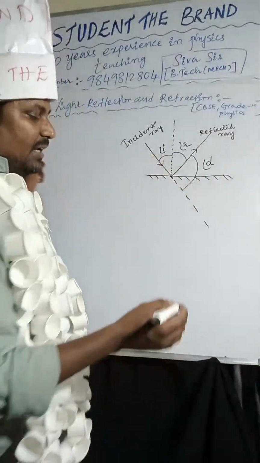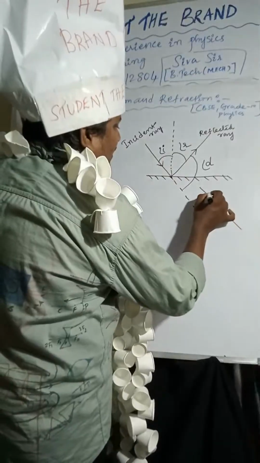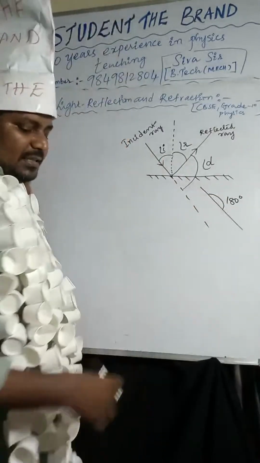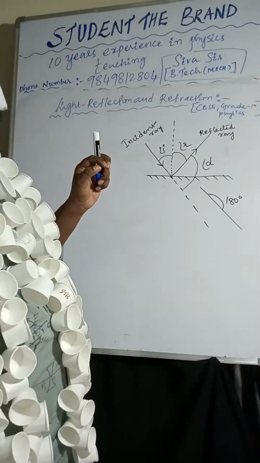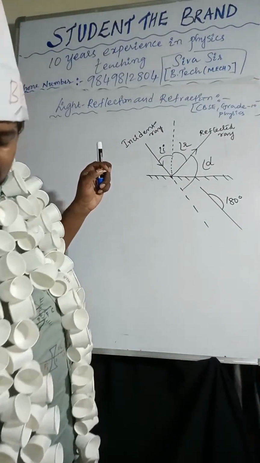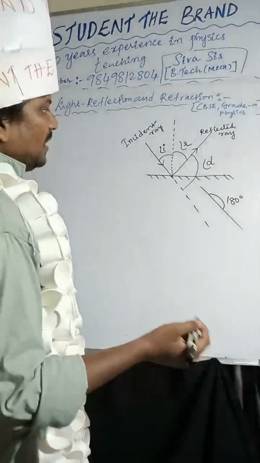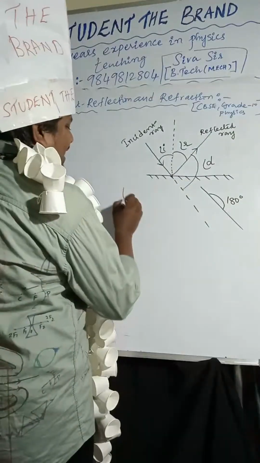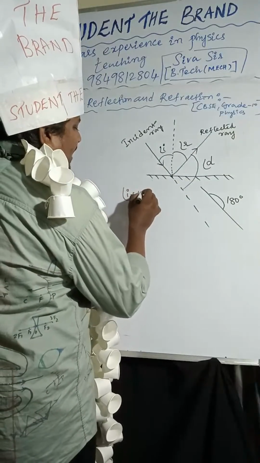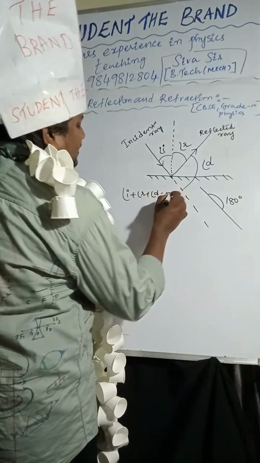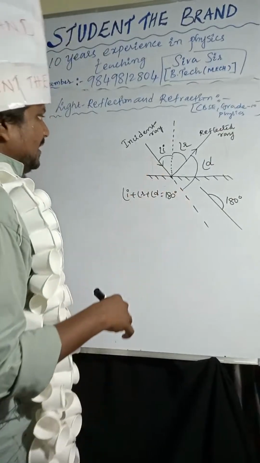So here we can take the linear angle. What is the linear angle? The linear angle is 180 degrees. So that is nothing but angle of incidence plus angle of reflection plus angle of deviation equal to 180 degrees. Here you need to understand one thing.